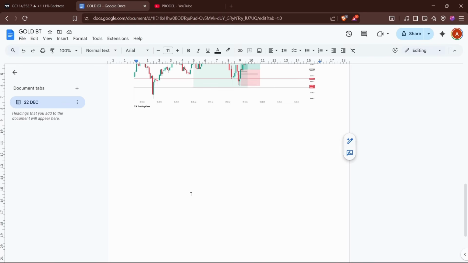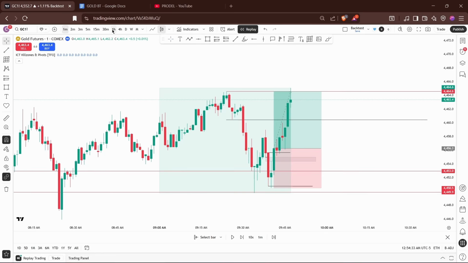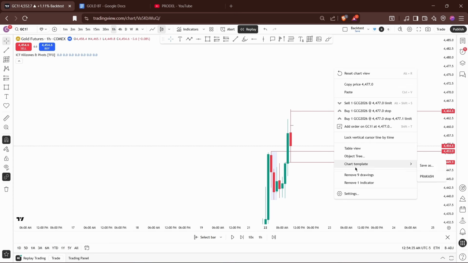It means 0.43 RR gain on this day. Let's see on the next day how it goes.